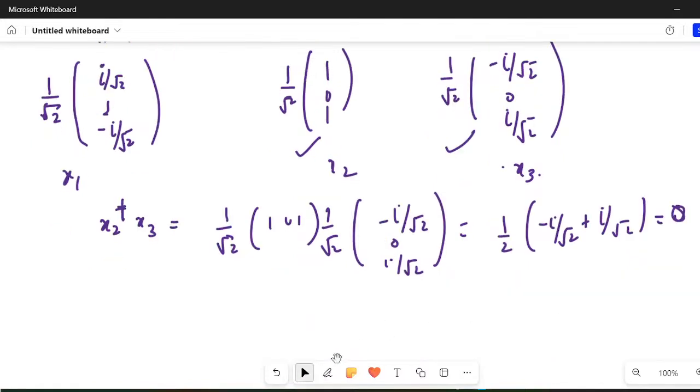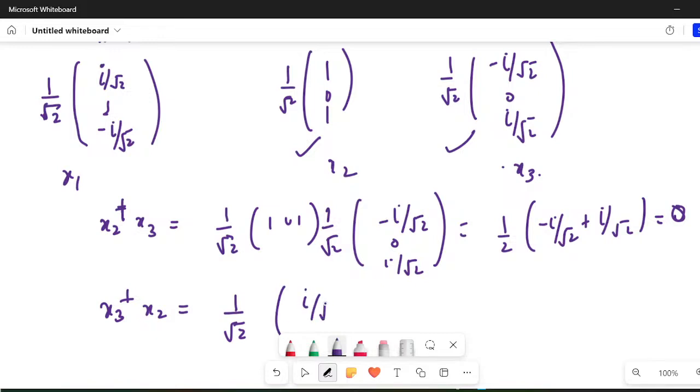If you want to see what x3 dagger x2 would be, this would again be 0. See, this would be 1 upon root 2, this would be iota by root 2, this would be 0, and this would be minus iota upon root 2.